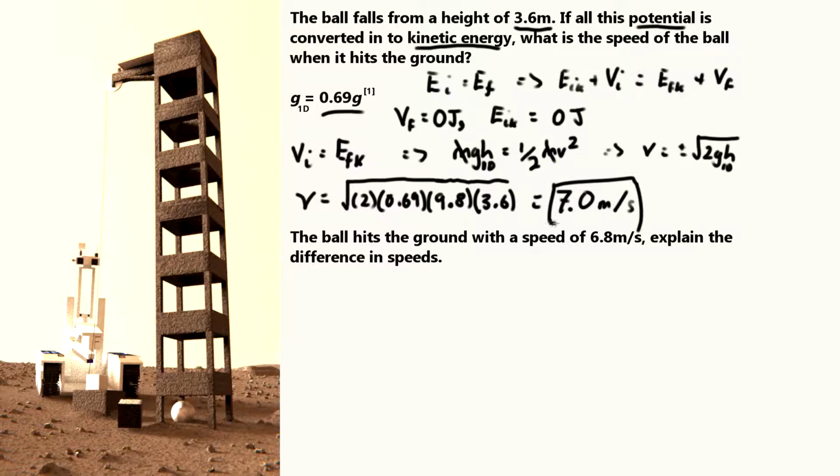You will note that if you've seen some previous videos, we've actually calculated a lot about this setup using many different methods. But this energy conservation method is one of the most efficient ones that we have used. Secondly, the ball hits the ground with a speed of 6.8 meters per second. We've been told this for sure. And so we need to explain the difference in speeds between this and the one that we calculated previously at 7 meters per second.